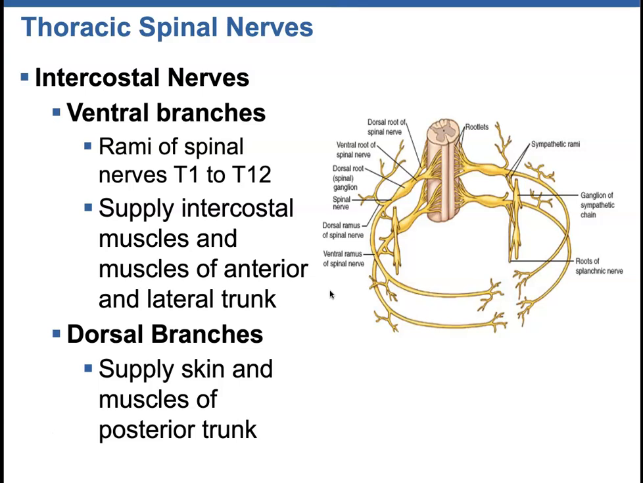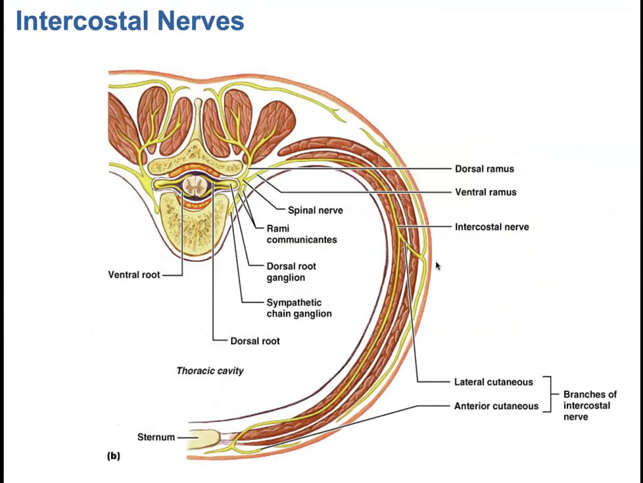So this is why you never want to stick anything from the bottom up into the rib or the intercostal space, because you could actually damage these nerves. What's important about this is that these are the nerves that are going to supply the intercostal muscles, and also muscles of the anterior and lateral trunk. That's your ventral branches. And then the dorsal branches are going to supply the skin on the back and muscles of the posterior trunk. So when you look at this, here's your spinal cord. Here are the spinal nerves coming off.